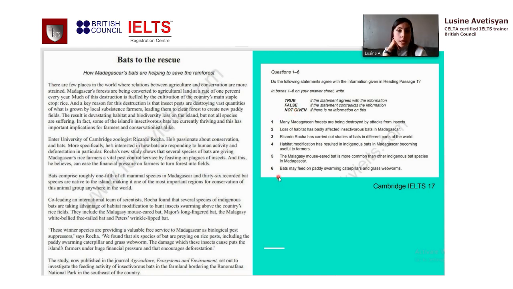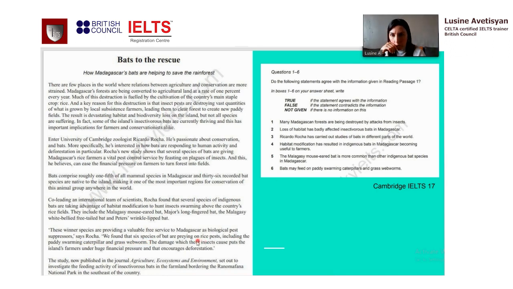Okay? The last but not the least, bats may feed on paddy swarming caterpillars and grass webworms. Let's understand the question. Bats may feed on, so they may eat, yes? Bats may eat these species, caterpillars and grass webworms. Let's find the part where it speaks about what bats eat. I think we are done here. Moving on. Okay, let's see about eating.